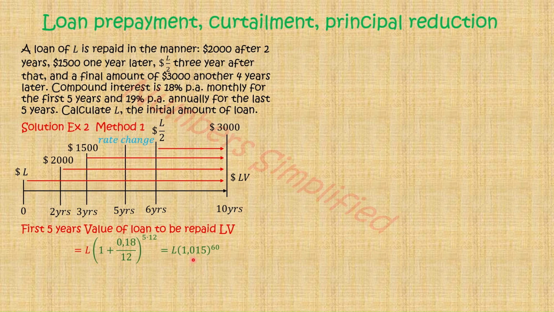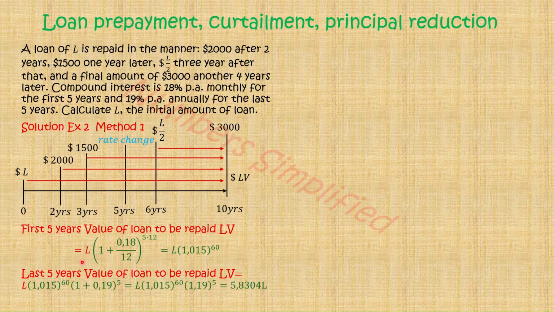If we start rounding up prematurely, it would mean that even our final answer would be a bit different, and in some instances, it will be so different from the one that we are expected to get. So that is the value of the loan after 5 years. That is the first 5 years. Now we consider the value of the loan in the last 5 years. We see that the loan has acquired some interest in the first 5 years. That's why it is now L times 1.015 raised to the power 60.